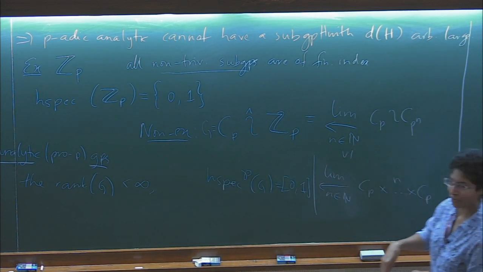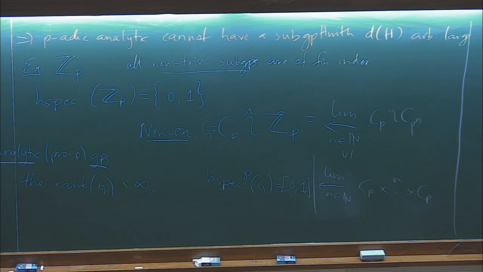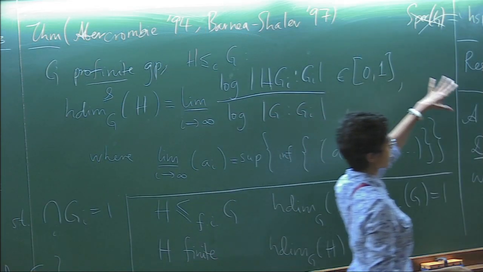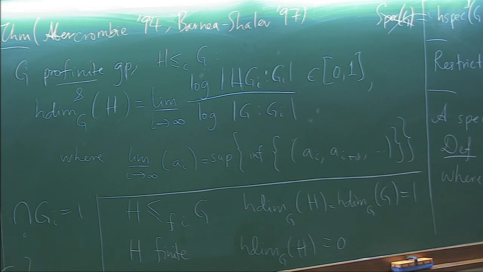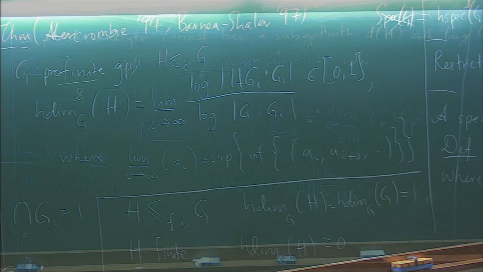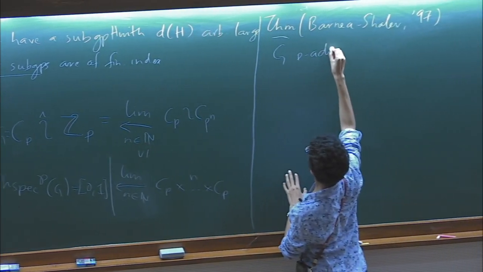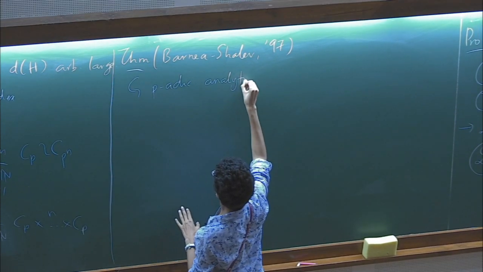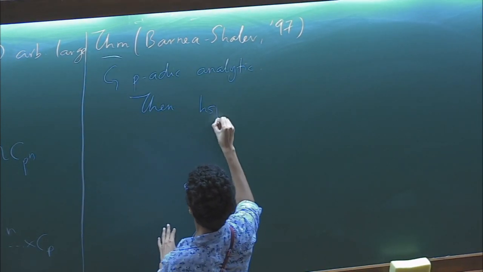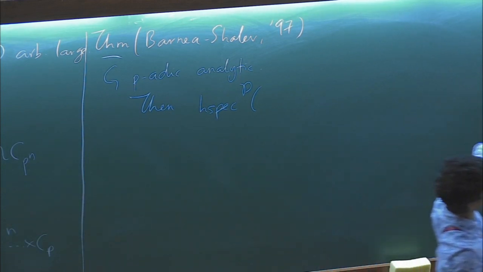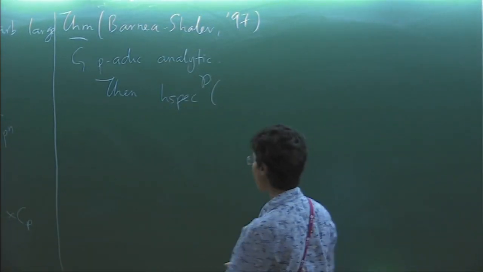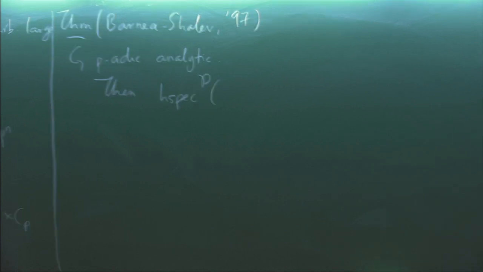Okay, so what I want to do here is say what results we have about the Hausdorff spectrum of this special class of p-adic analytic groups. This was a result in the same paper by Barnea and Shalev from '97. They studied p-adic analytic groups, and this is what they discovered about their Hausdorff spectrum. It's also the same, the full interval with respect to f and d, but not here.